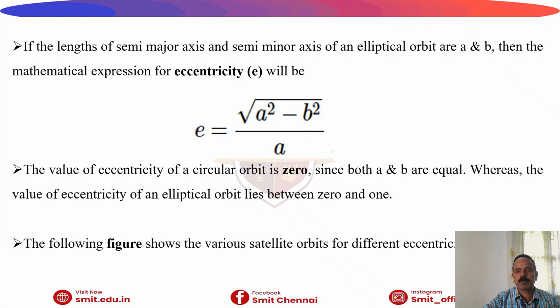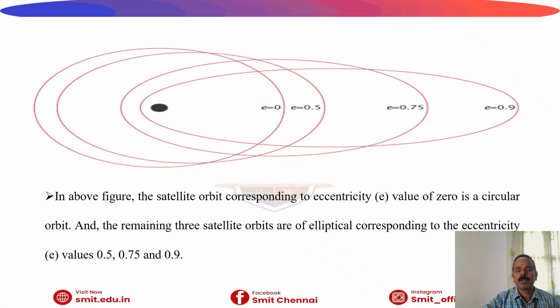So for various values of eccentricity, we can see the diagram. When E is equal to 0, we can see a perfect circular shape. When E is equal to 0.5, it may be somewhat semi-elliptical. If E is equal to 0.75, it is more or less an elliptical section. When E is equal to 0.9, you can see a perfect elliptical structure.